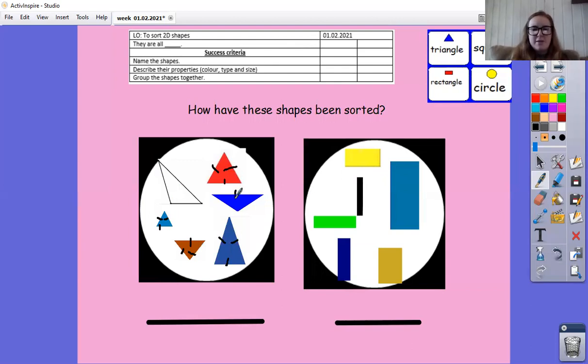What about this shape? This shape has 1, 2, 3 sides. I know that this shape is also a triangle. It has just been rotated. What about this shape? This shape looks a bit different to the other triangles. Let's check. It has 1, 2, 3 sides. It has 3 sides. That makes it a triangle. So all the shapes in this group are triangles.